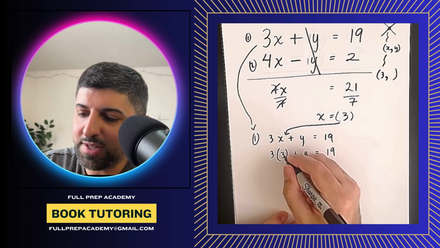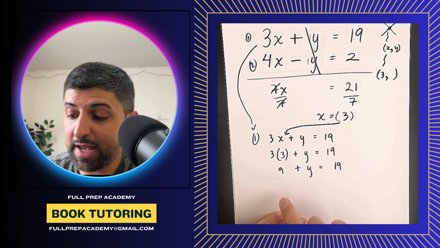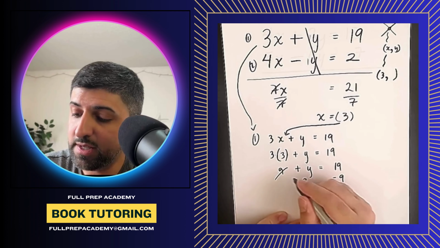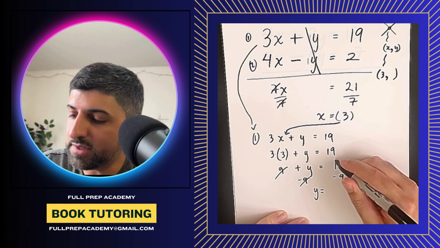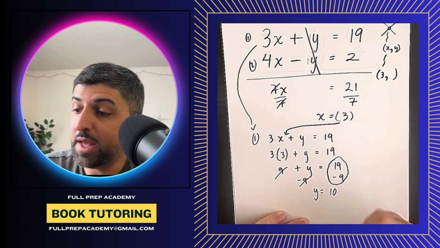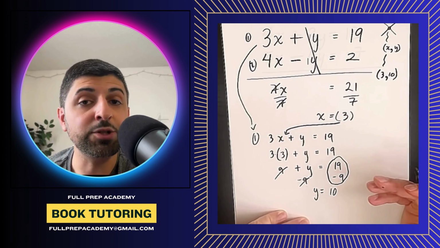Amazing. 3 times 3, that's 9. And I can go ahead and subtract 9 from both sides. That will help me isolate for y. And now y looks like y is 19 take away 9. That's 10. Amazing. So I just found my point of intersection using the elimination method.